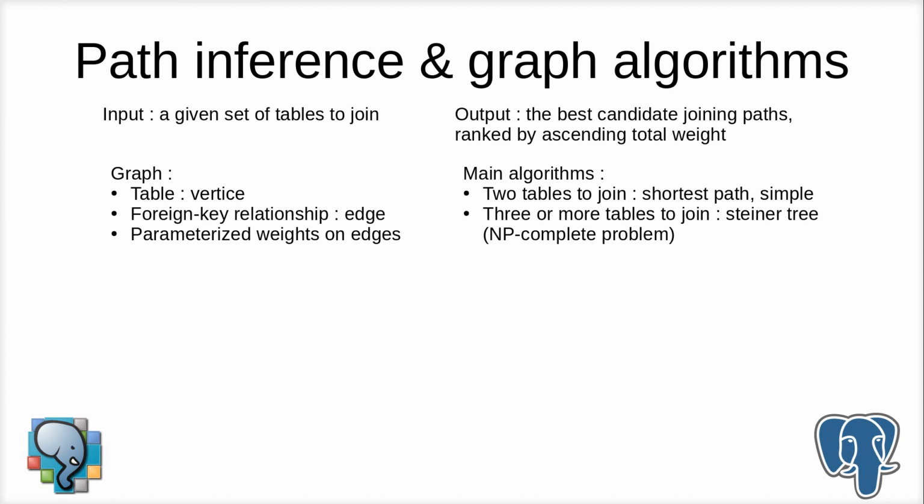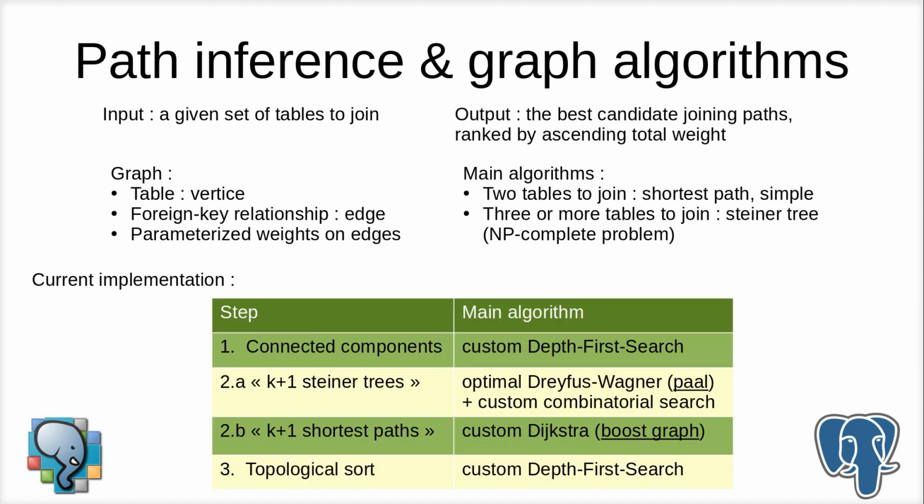And let's get to our implementation. Currently it consists of 3 main steps. The first one simply detects tables that can be reached by relations from the root table. This is called in graph field connected components, and uses a custom depth first search.